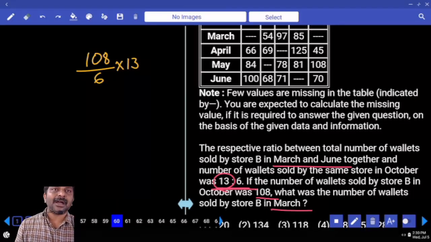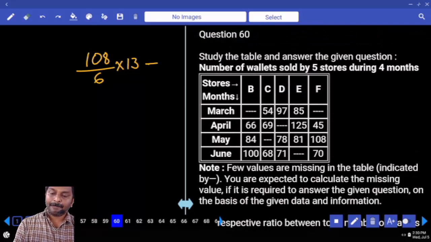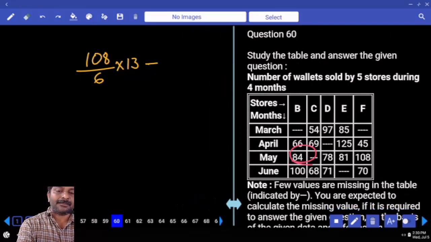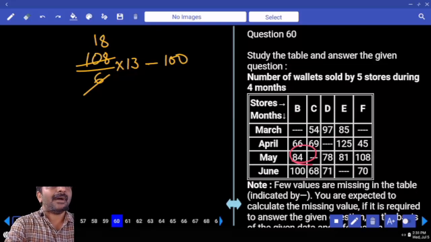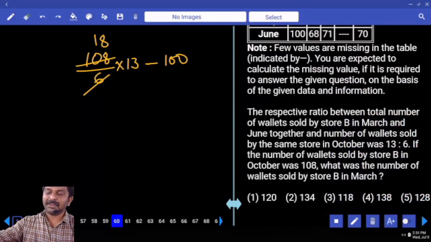The question is about March. That means we need to subtract June wallets from this number. In the month of June, B June, that means minus 100, correct? 18 into 13 minus 100. Answer must end with how many? 1. Done.